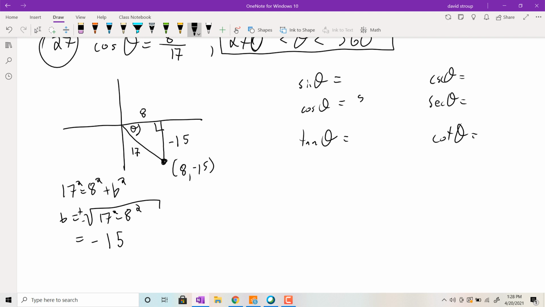So we know cosine is 8/17. Secant will be 17/8. Sine of that angle is opposite, negative 15, over hypotenuse, 17. So cosecant is negative 17 over 15. Then tan of that is opposite over adjacent, and so cotan is negative 8 over 15.